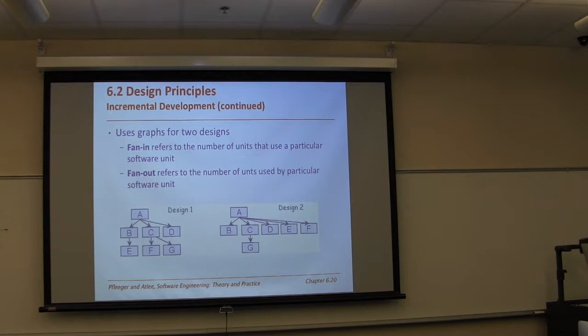Yeah, so if you look at fan in, that's the number of units that are going to call this module or send a request to this module of some sort. And fan out then would be the number of modules that this module is going to activate and ask for information. Does that make sense?